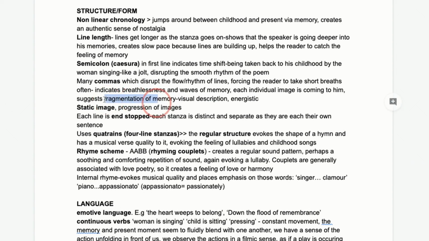So, fragmentation is a good word to talk about with this poem. There's a static image with the singer and the piano, like they're just one thing. And then there's a progression of images when he's talking about his childhood. I've not really gone into that too much here, but think about the contrast between those and how that changes the sort of structure of the poem, like this one single present moment and all this kind of progression of images in the past. Again, it links to this fragmentation.